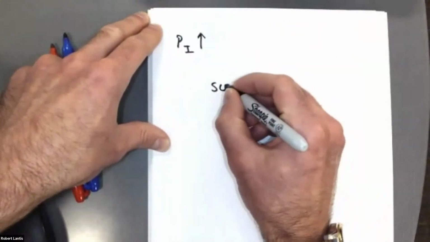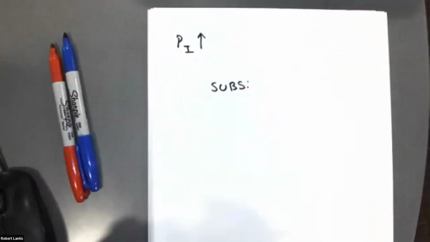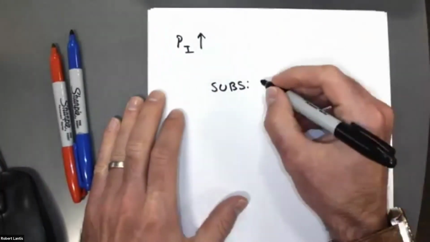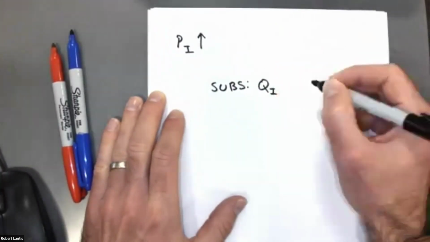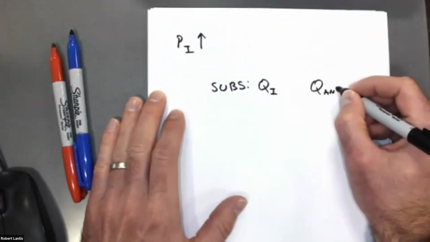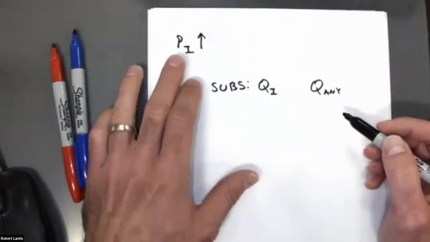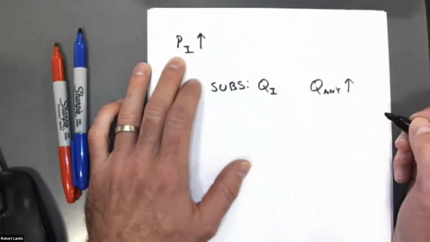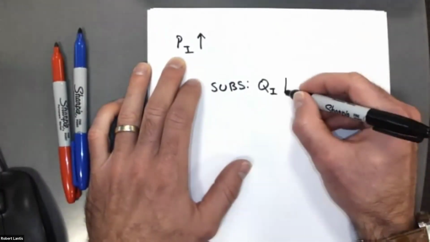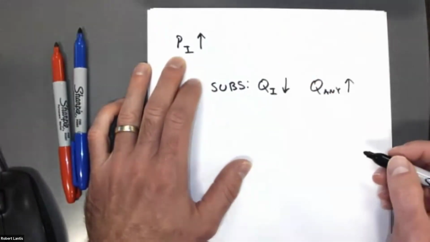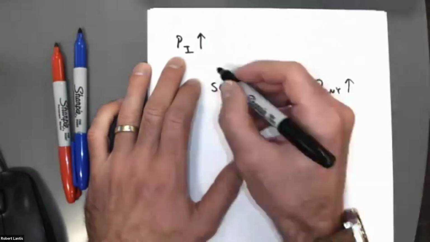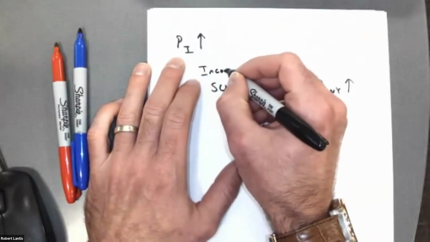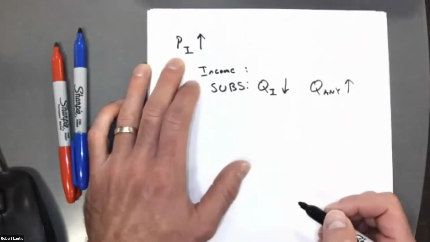immediately before I do anything else, I can always determine what the substitution effect for a good is. Whatever good I'm looking at, if its price goes up, I'm going to buy more of other goods, which are now relatively cheaper, and fewer of the good that is now more expensive. So I've got my substitution effect.